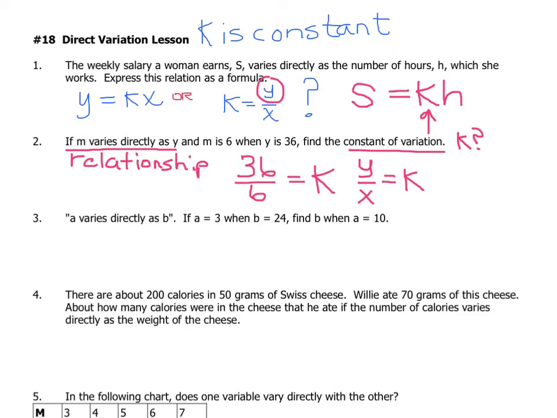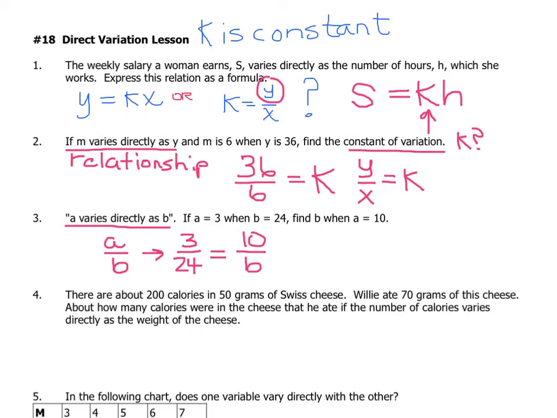All right, let's look at number 3. A varies directly as B, so there's your relationship. If A is 3 when B is 24, find B when A is 10. All right, so if A varies directly as B, and the next time A is 10, we don't know B.